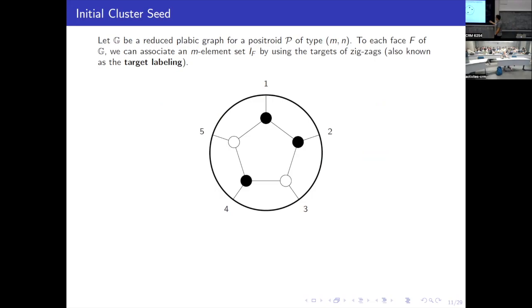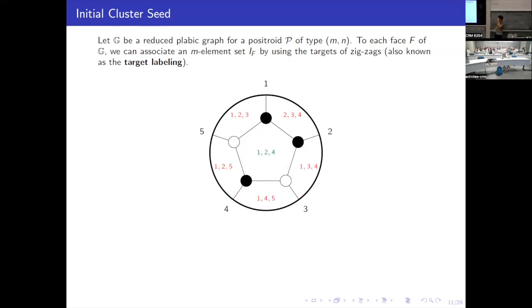Well, for each face, you can associate an index set. Here I take this face and look at all the zigzags where this face lies on the left side of the zigzag. This is by convention; I know different people have different conventions. The convention I go with is lying on the left side of the zigzag. I'm also going to index it by the target of the zigzag. So in this face, I have 2, I have 4, and I have 3, so it's indexed by 2, 3, 4. Okay, so it's called a target labeling.